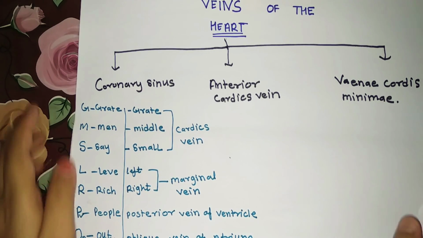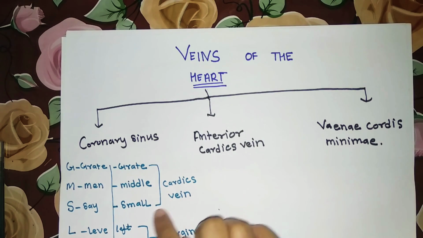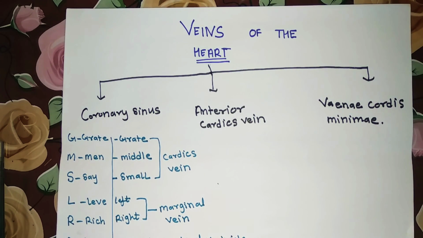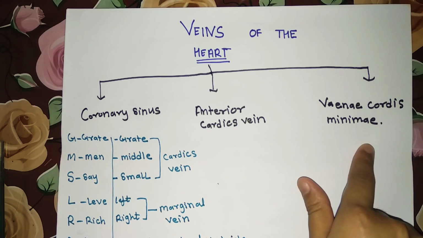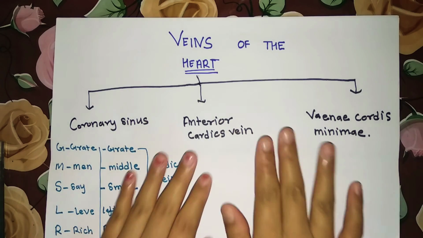Next class we'll see the diagrammatic representation of all 7 tributaries with these 3 veins, with an easy way of drawing the diagram.